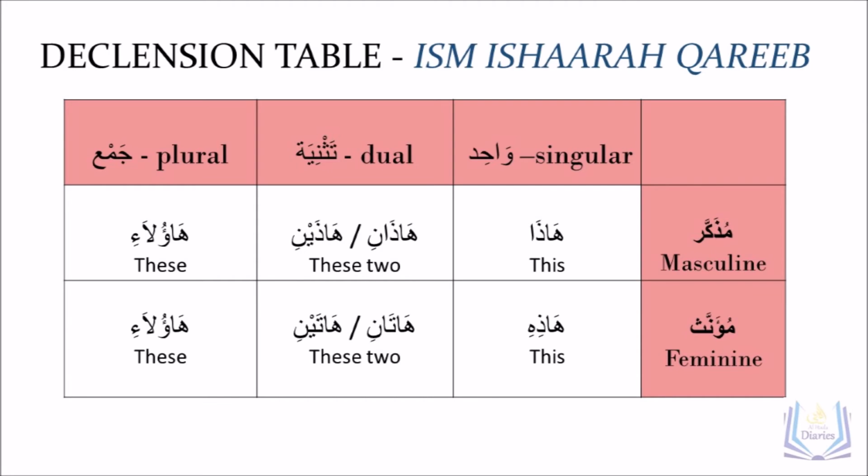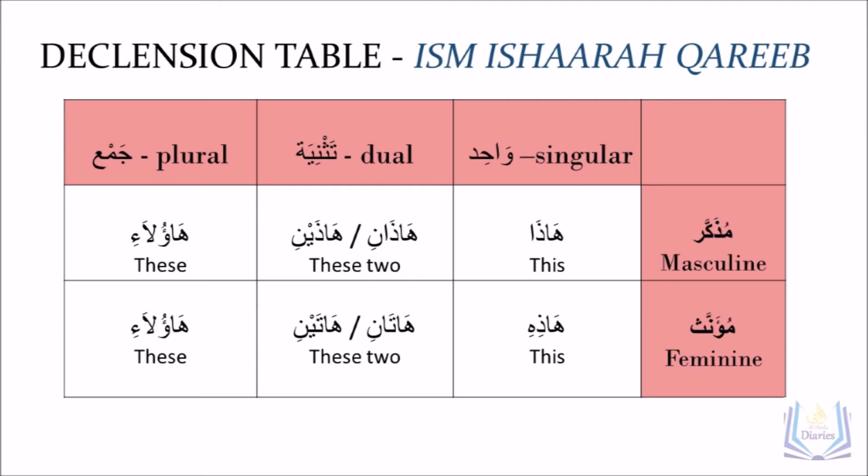All of these are mudhakkar. Hadha means this, hadani and hadaini is these two, and haulai these. And then we have in the muannath forms hadihi, hatani, hataini, haulai. Hadihi again this, hatani and hataini these two, and haulai is these.